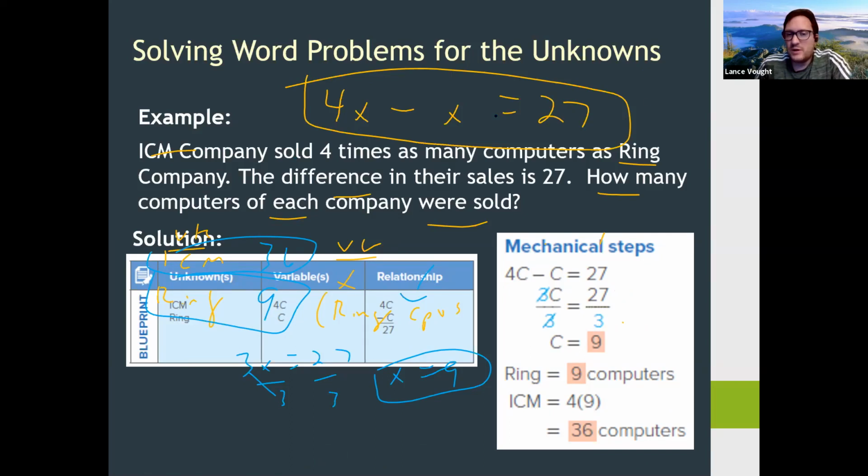So that's how you solve a word problem. You got to figure out what you're trying to find, which is ICM and Ring's computers. You express the variable in usually the smaller value if you have multiple unknowns. And then you have to look at the relationships. So this wasn't a total number of sales one, this was a difference in sales one. So you have a subtraction problem instead of an addition problem.